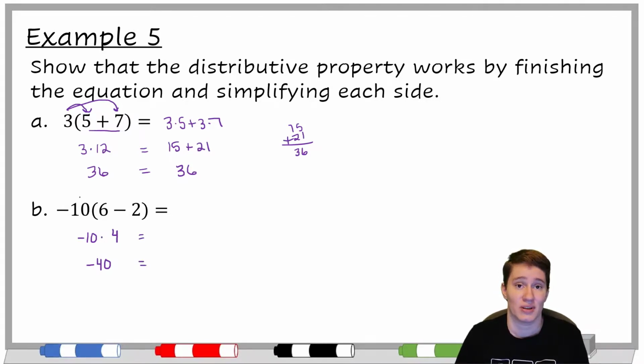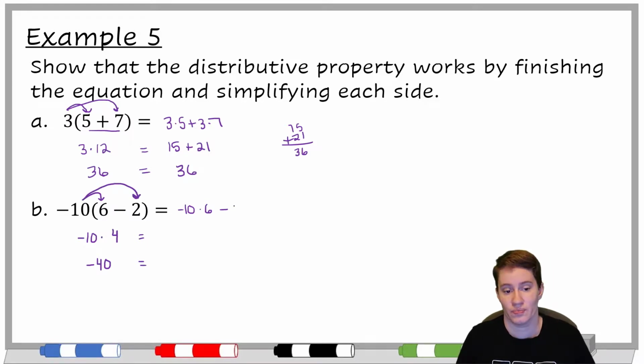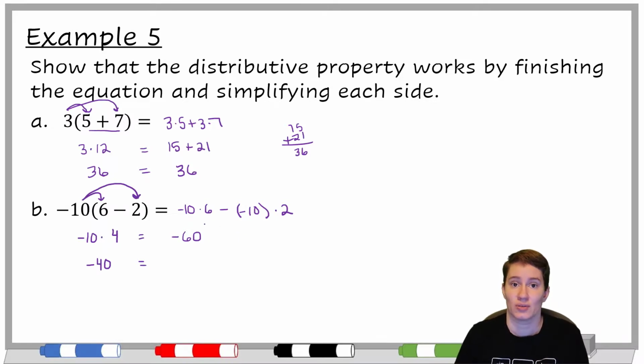So this might be a little tricky because of our negatives. We need to do negative 10 times 6. Okay, put your minus sign right here because we're subtracting. Then we need to do negative 10 times 2. I'm going to put that negative 10 in parentheses and times 2. Alright, so this first part isn't so bad. Negative 10 times 6 is negative 60. Remember when we multiply with negatives, if there's one negative, it makes the whole thing negative.